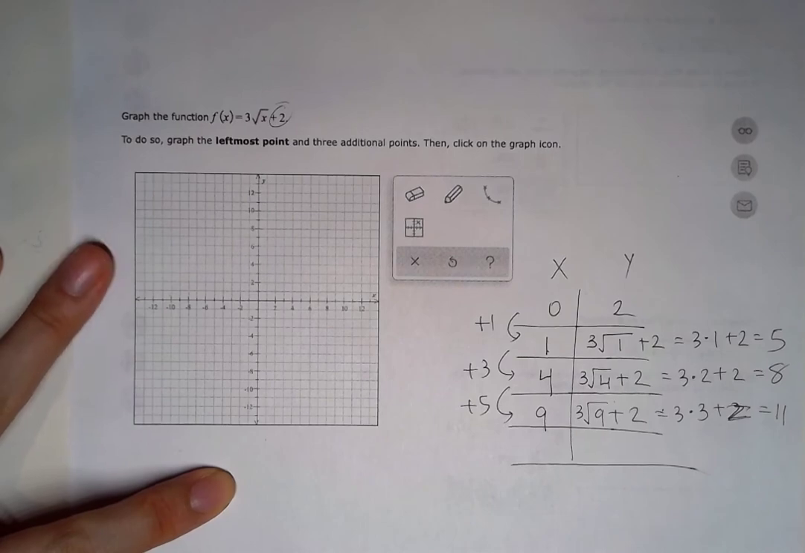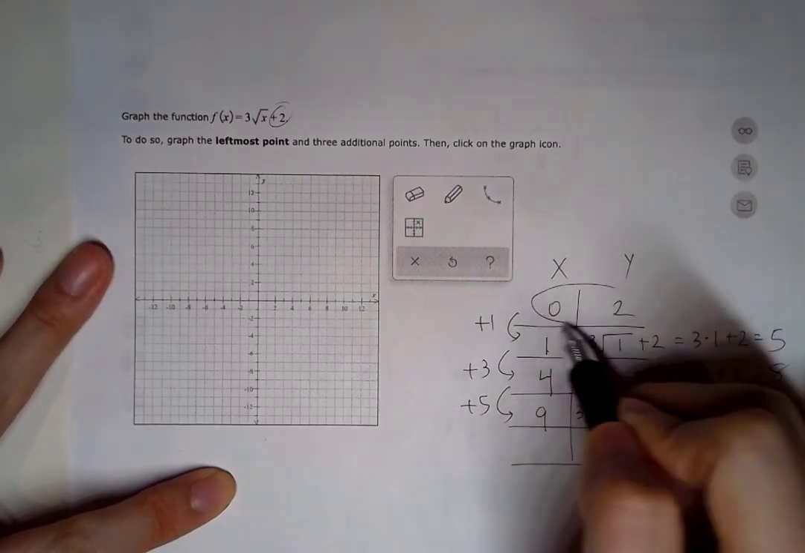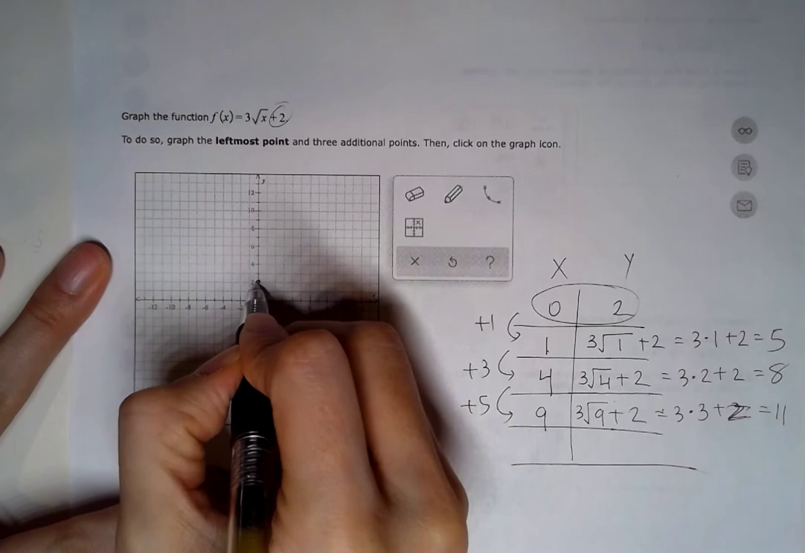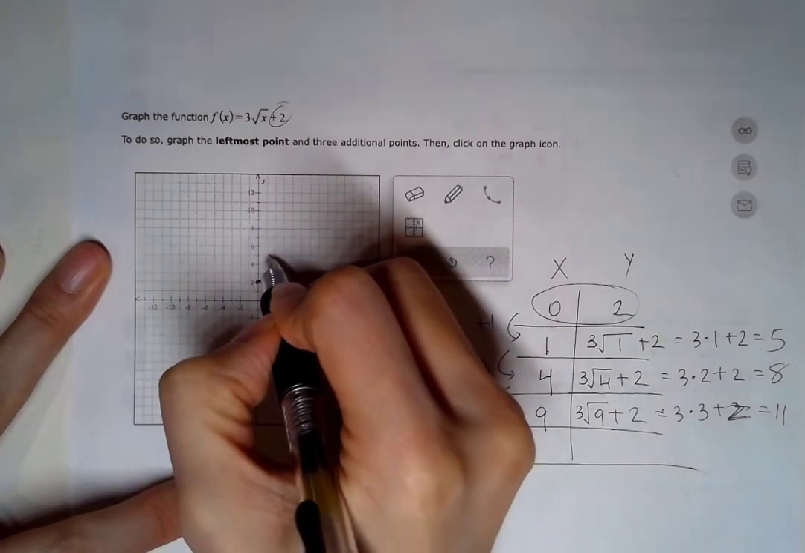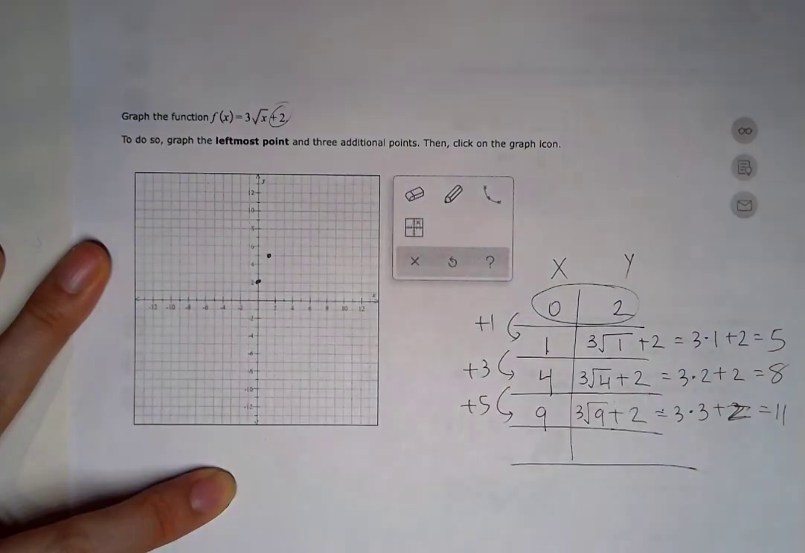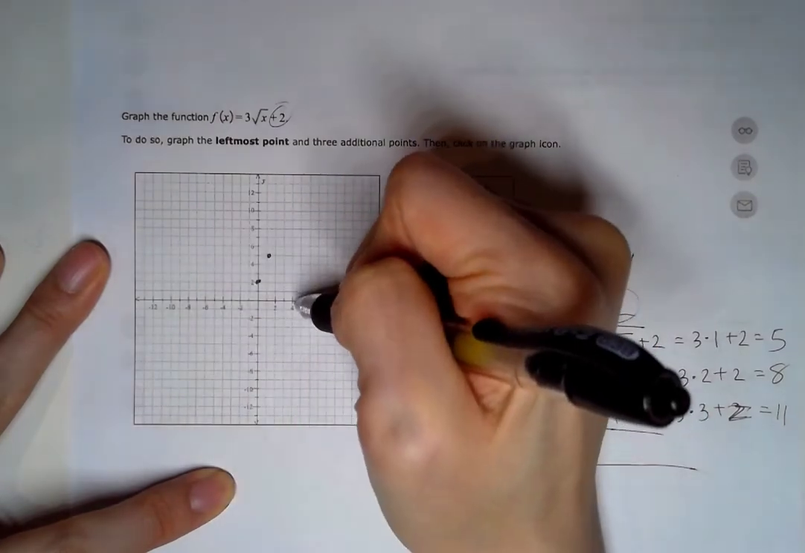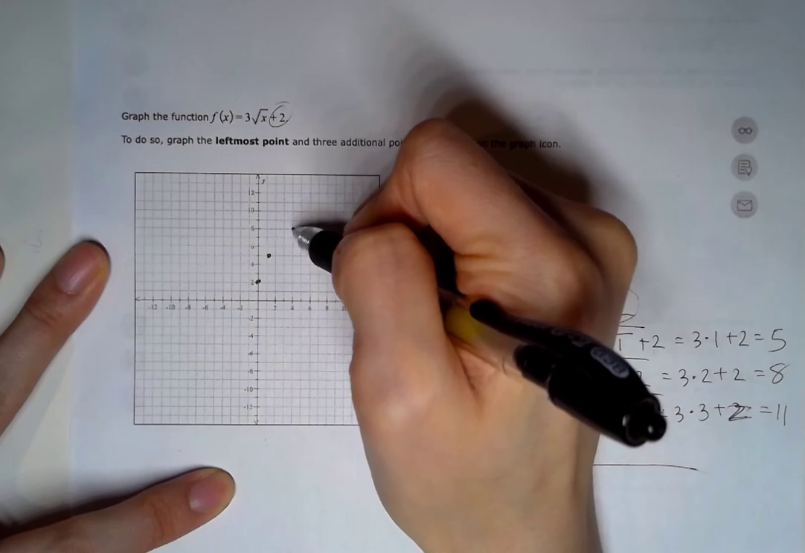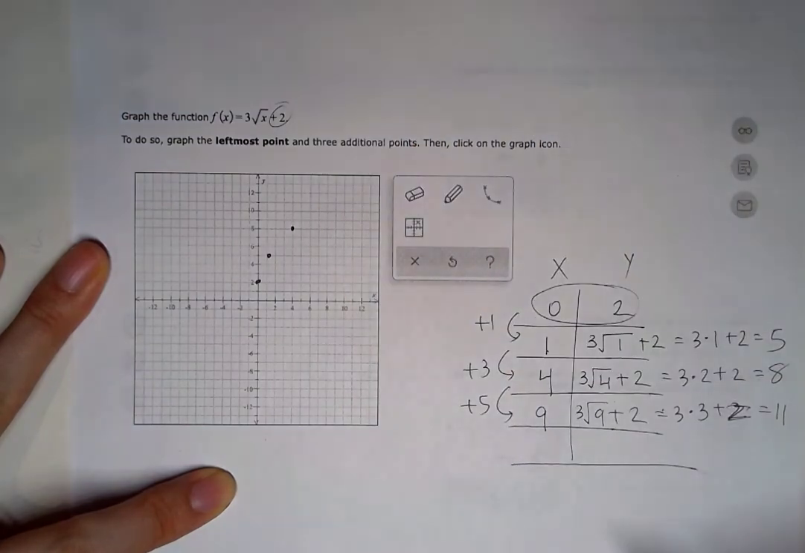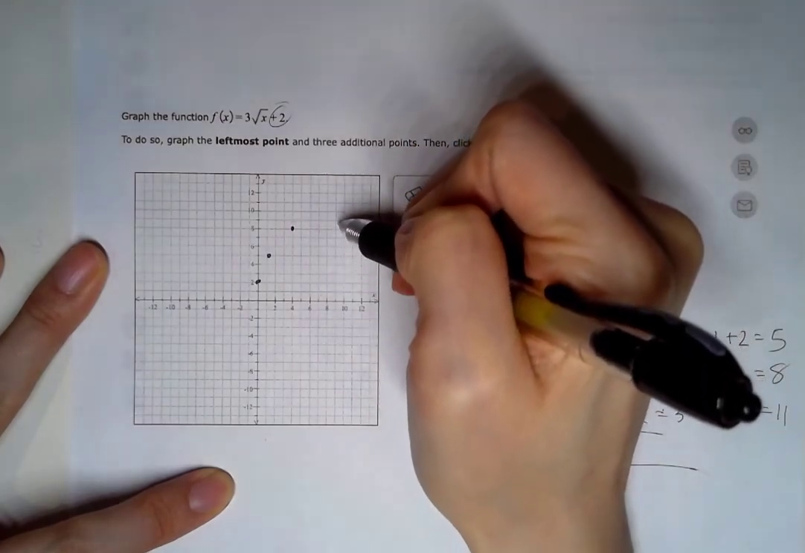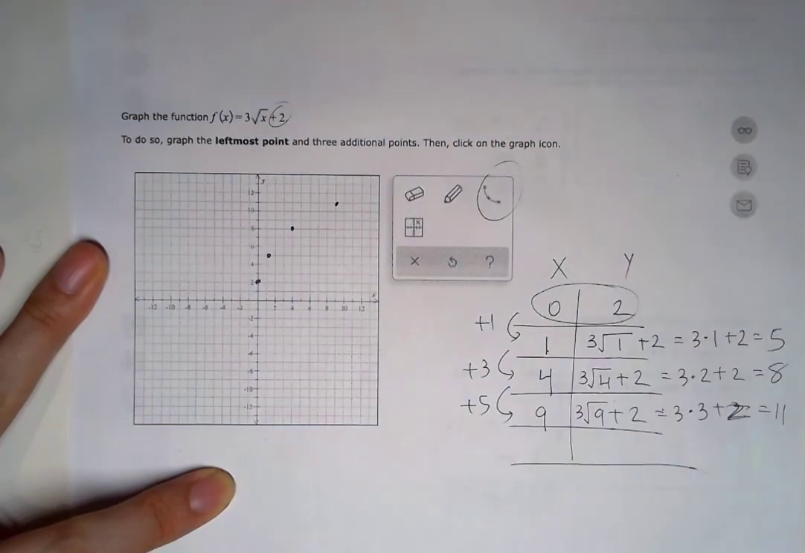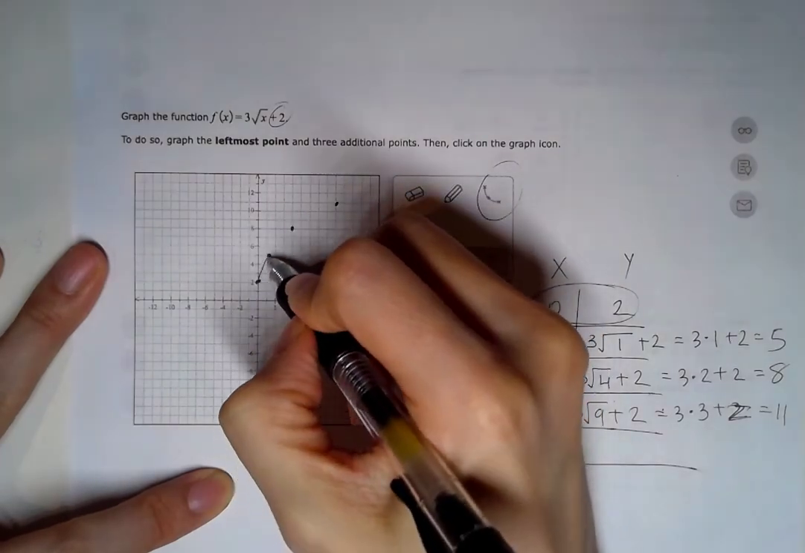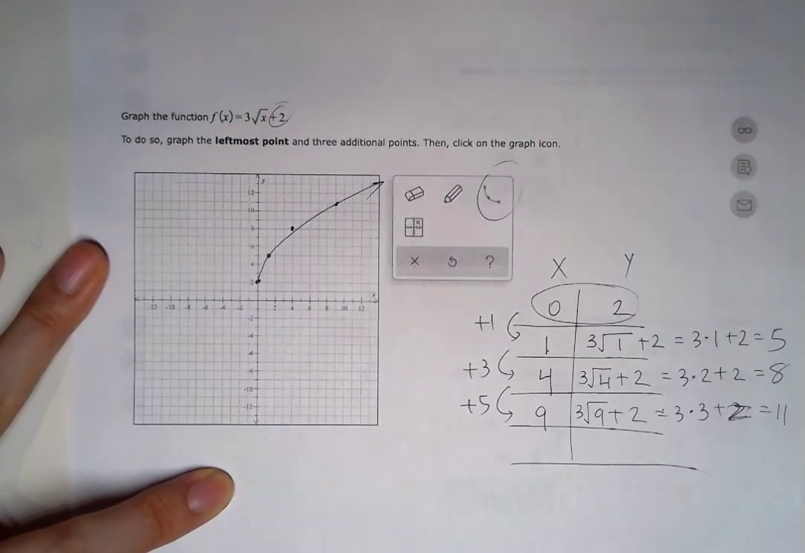And you got 4 points, beginning with this one. So 0, 2. You go to 0, 2. And 1, 5. And 4, 8. And 9, 11. 9, 11 right here. And then you click this, right? Then automatically you will get the graph like that. All right? And next page.